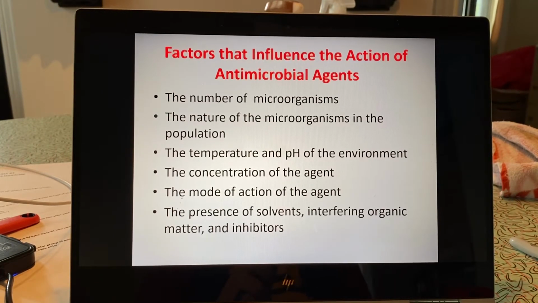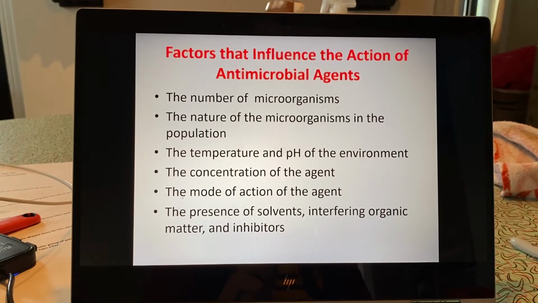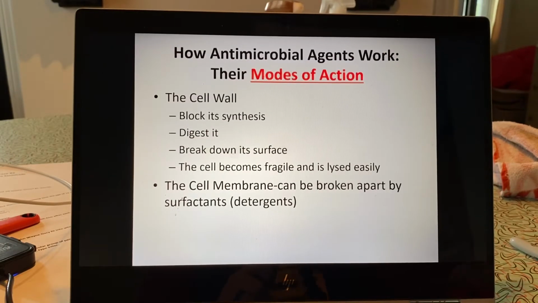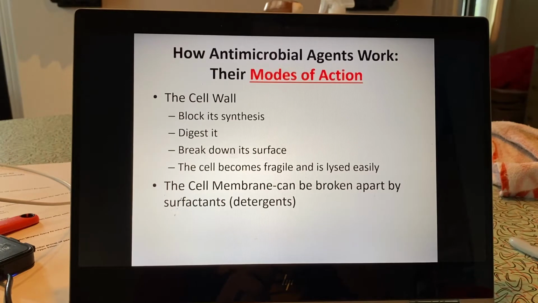Also, the temperature and the pH of the environment, the concentration of whatever chemical you're using. Does it have to be used in a stock solution, or can you dilute it? The mode of action means how it's actually doing what it's doing, and I'm going to talk about that next. And then finally, the presence of solvents, interfering organic matter, and inhibitors. Okay, talk about that in a little bit as well. So let me cover modes of action.